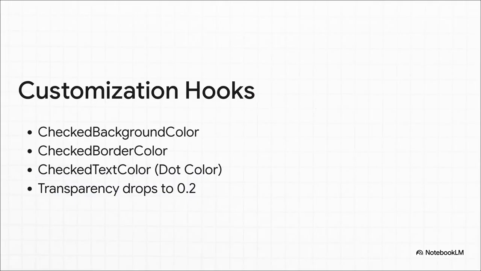Now, for the true power users out there, you've got complete control using specific styling hooks. You can manually override the checked background, the border, or even the little dot color in the center. The component also handles nuanced visual feedback on its own. For example, if you set it to disabled, the code automatically drops the alpha transparency down to 0.2, so you get that perfect, professional disabled look without writing a single extra line of code.